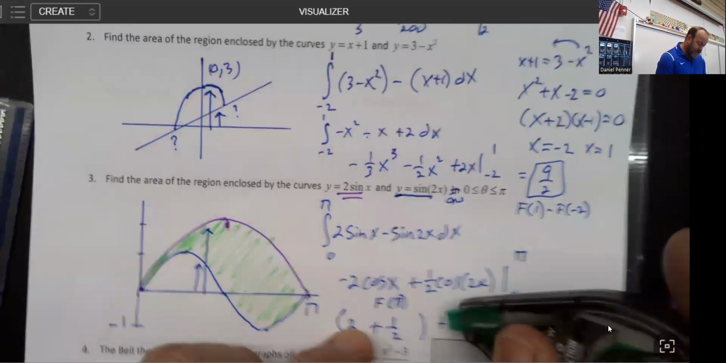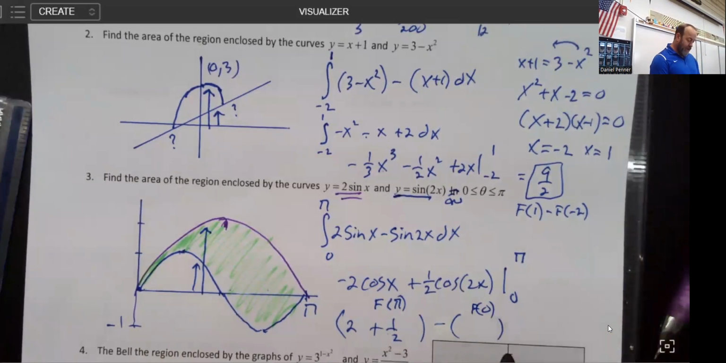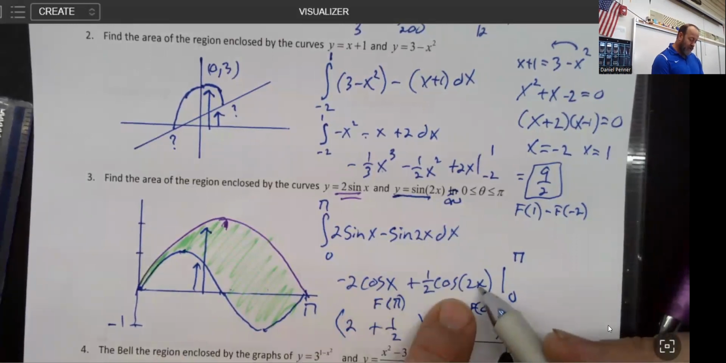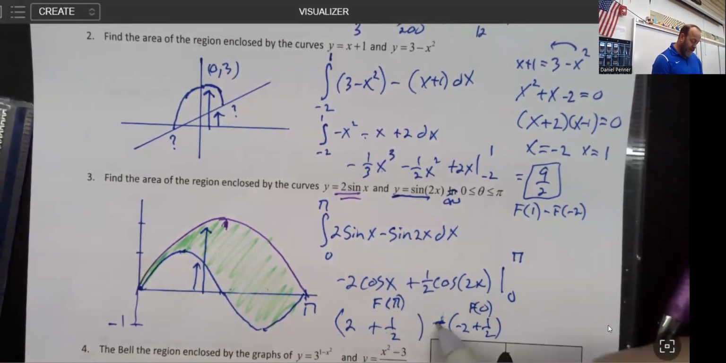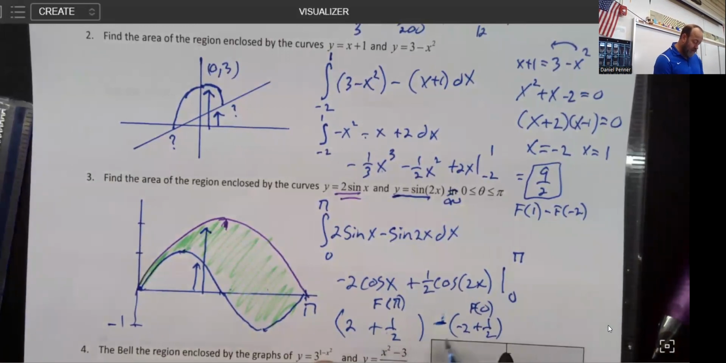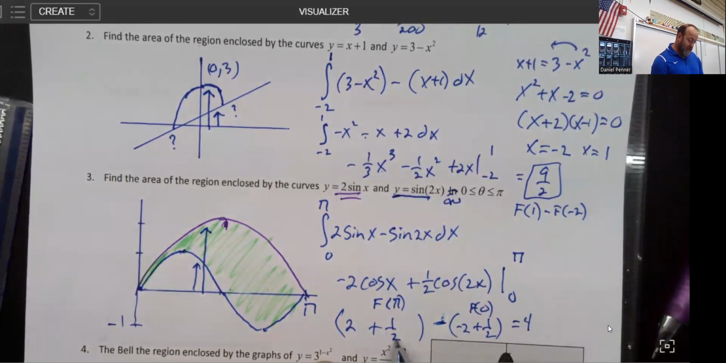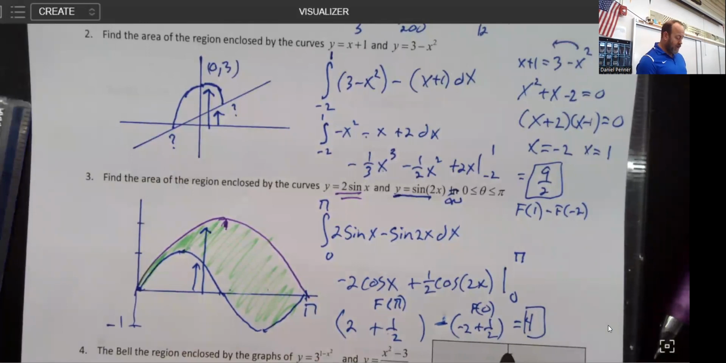I need to subtract what I get when I take f of 0 itself. So when I plug in 0, the cosine of 0 is 1, so I have negative 2. And when I do this, the cosine of 0 again is also 1. So putting that all together, be very careful here. I've got a 2 minus a negative 2, which is 4. Then I've got a half, and I'm subtracting a half. So just nicely enough, it perfectly came out to be the number 4.